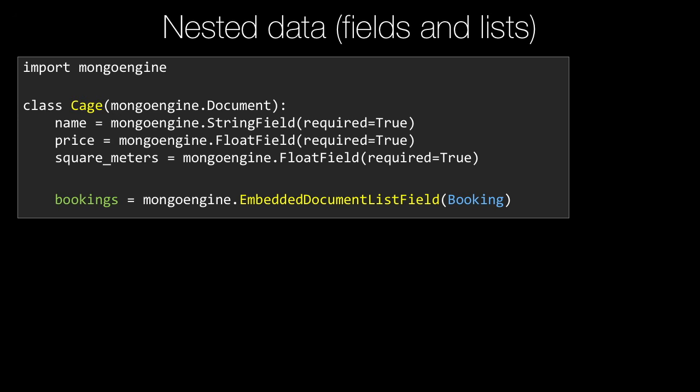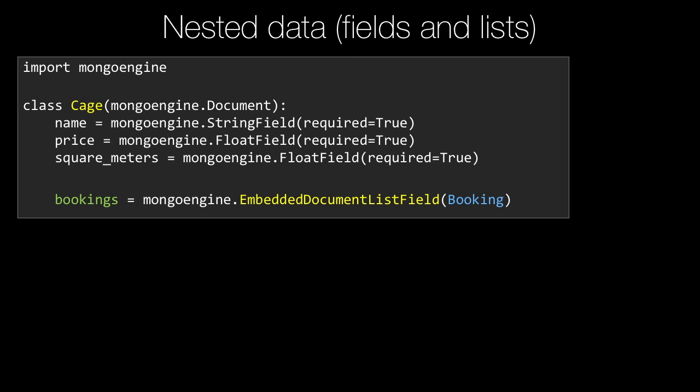And we said this cage is going to embed the bookings into it. So to do that, we use the MongoEngine embedded document list field. So a list of embedded documents. And the argument we pass is the type of embedded document. So it's a booking that we're putting into this list.